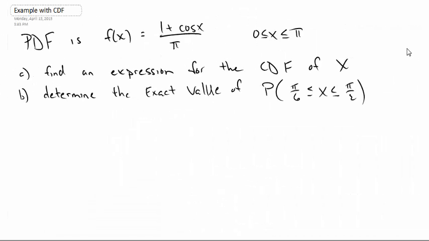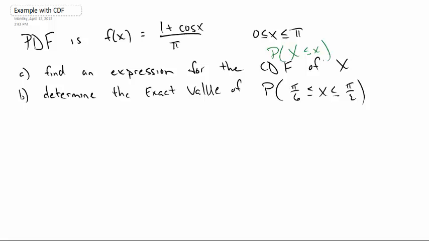The last example has to do with a cumulative density function. We have a PDF being f of x equals (1 plus cosine x) over pi, defined from 0 to pi. We want to find an expression for the CDF of x. Well, how do we do that? Remember, the cumulative density function tells us the probability that x is less than or equal to some value x. So the CDF is the probability x is less than or equal to some value.